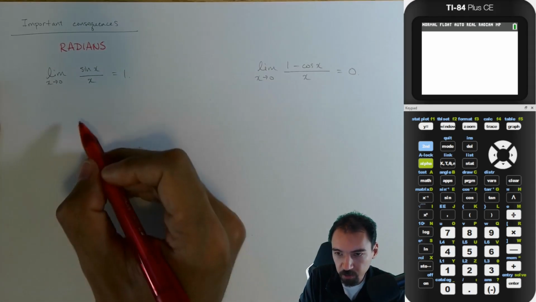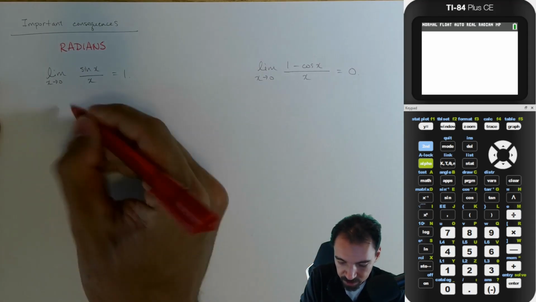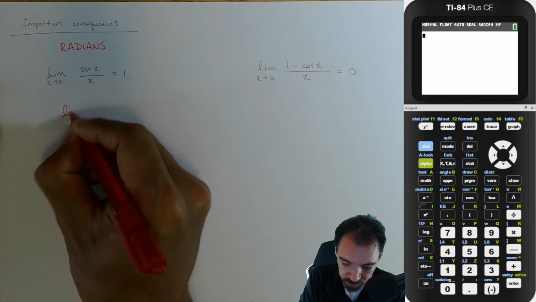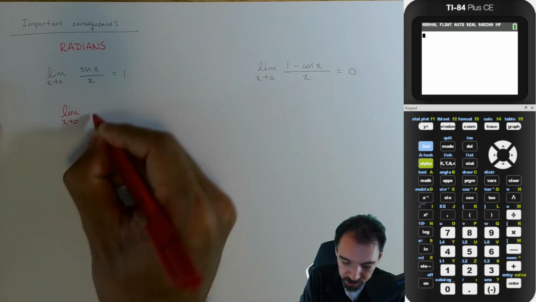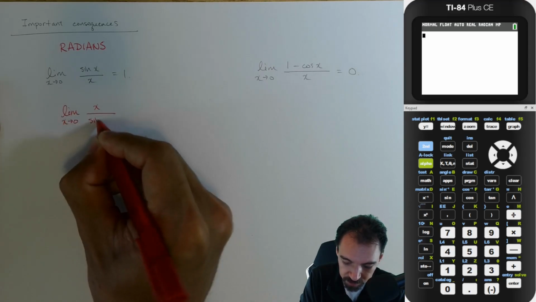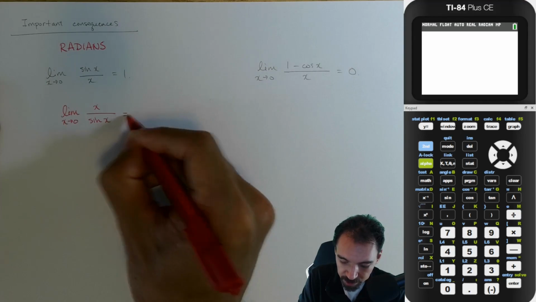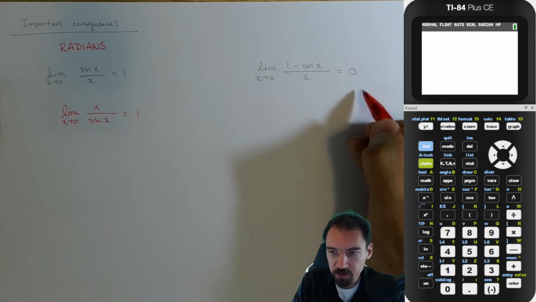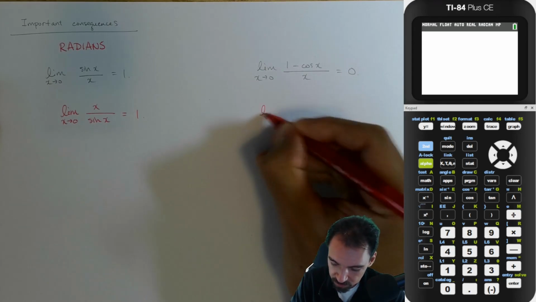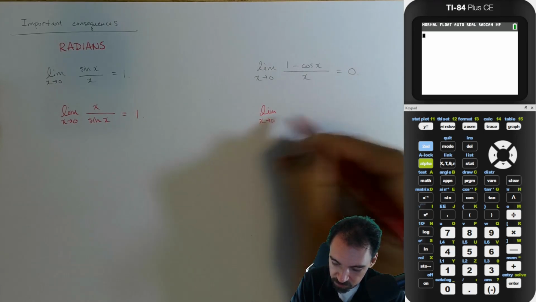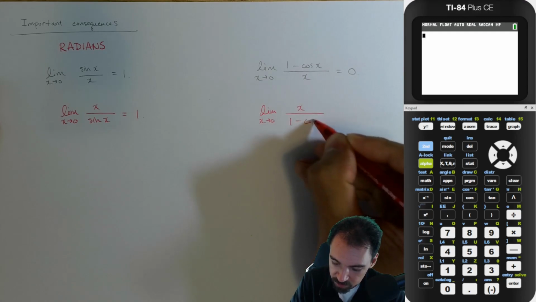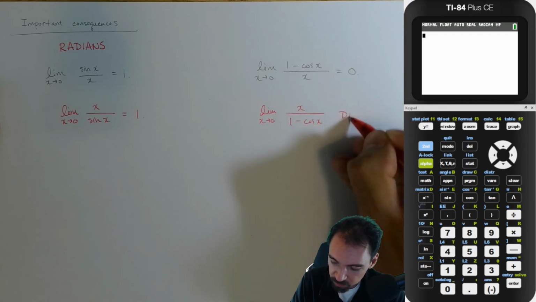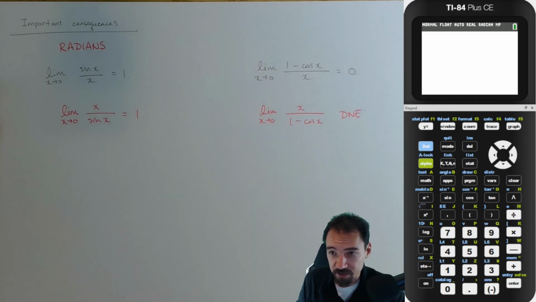Okay, and quick corollaries of these, I'm able to take the reciprocal here, using sort of the division property of limits. So if I take the reciprocal here, I end up with the reciprocal of 1. That is totally valid. But if I try to do it here, I get does not exist. So if I take the limit as x approaches 0 of x over 1 minus cosine x, I end up with a does not exist case.